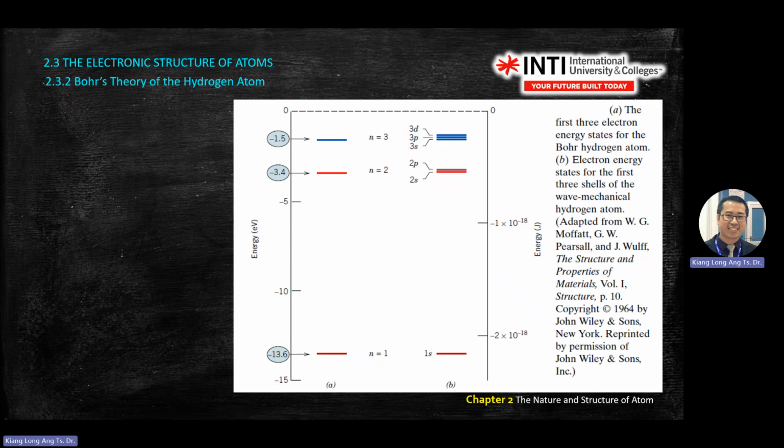Delta E equals E2 minus E1. Or if you cannot remember this one, you just write E at n equals 2 and E at n equals 3, the n location. Same, write properly. You can either use this one or this one.